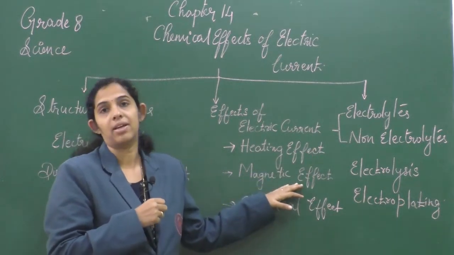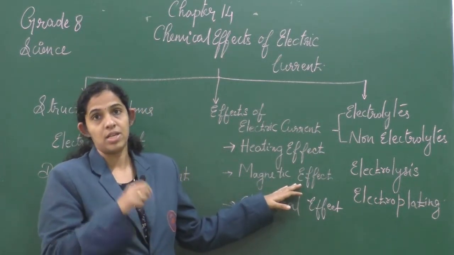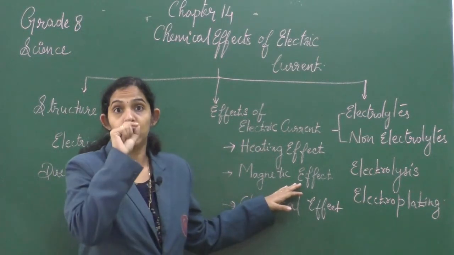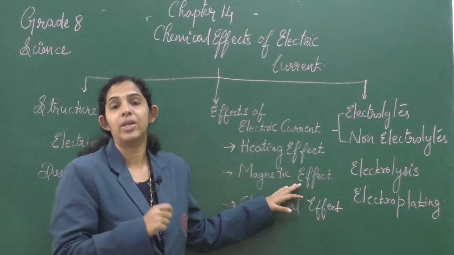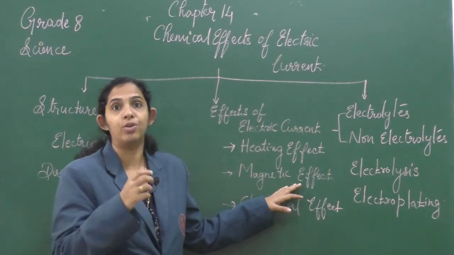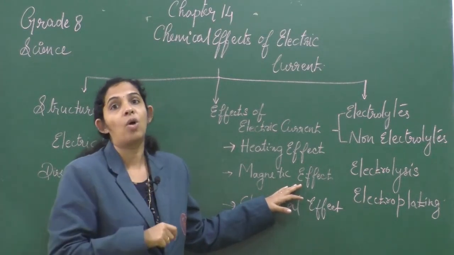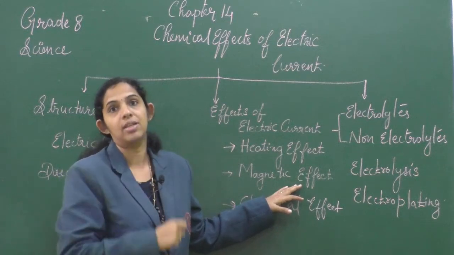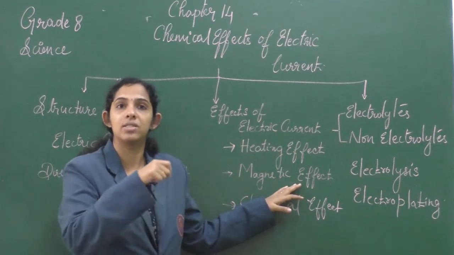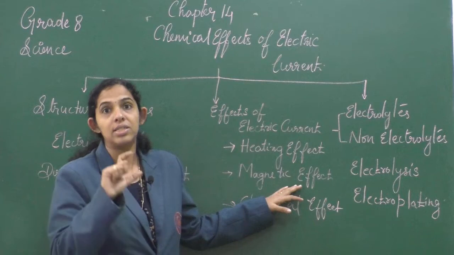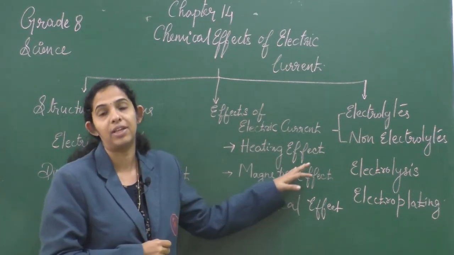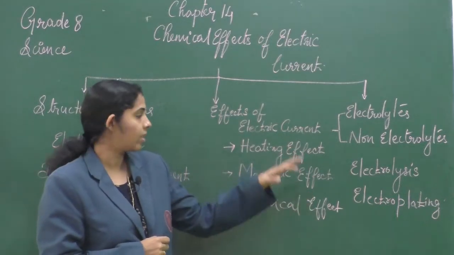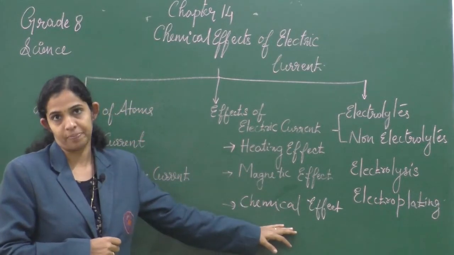Next we have seen the magnetic effect. A current carrying conductor produces a magnetic field around it. We have seen during interactive classes, like the video where we placed a compass near an electric circuit. Whenever the circuit is turned on or turned off, this compass will deflect, indicating the presence of a magnetic field around the electric circuit.